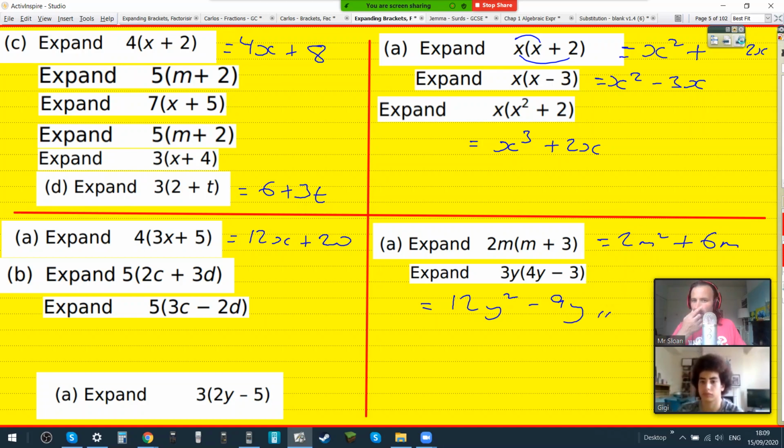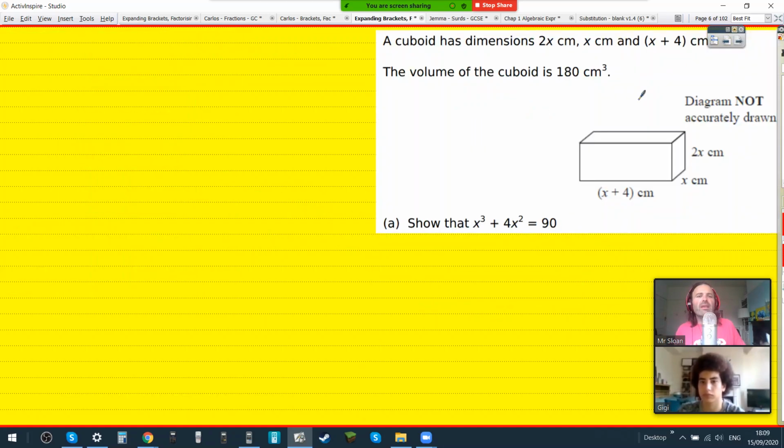Okay, so I think we're okay for single brackets. This one is so weird. Is it worth doing? That's an exam question. We'll give it a go. Okay, how about this one? 2x, x, and x plus 4. Volume of the cuboid is 180 centimeters cubed. Show that x cubed plus 4x squared equals 90.